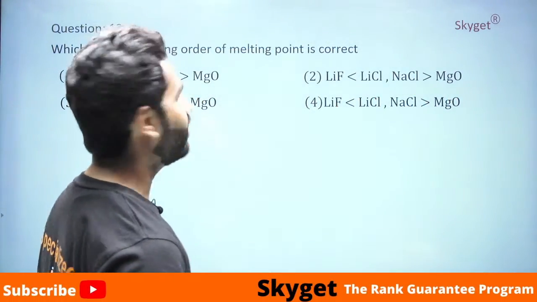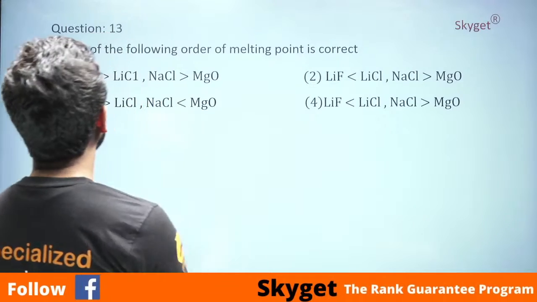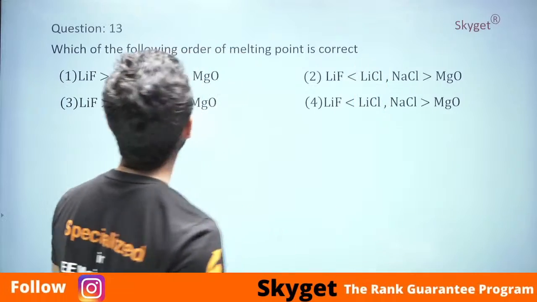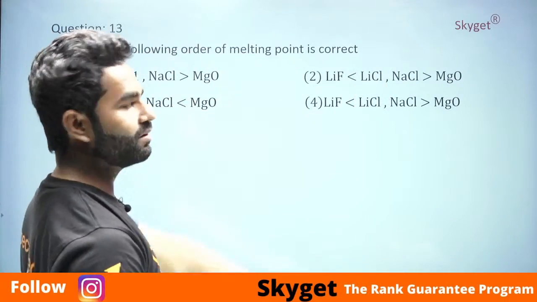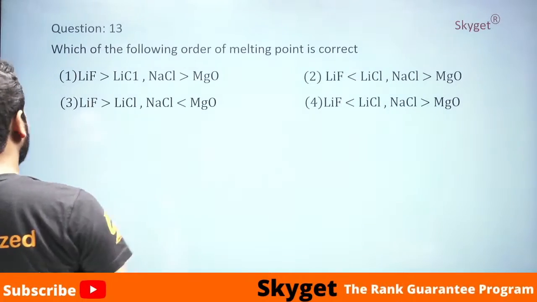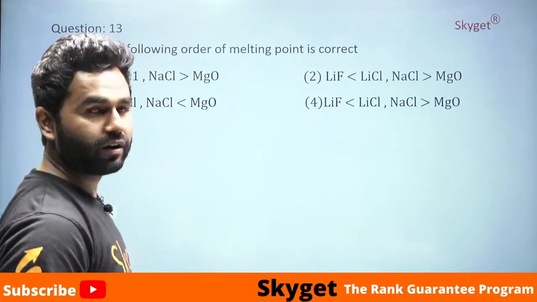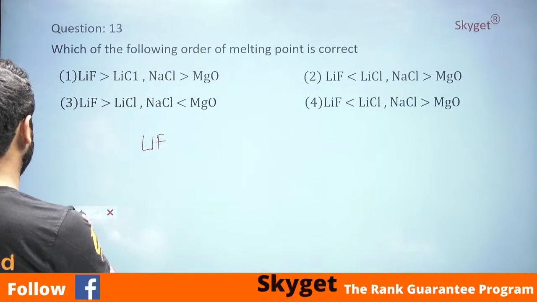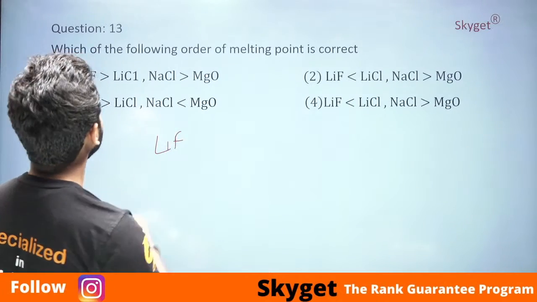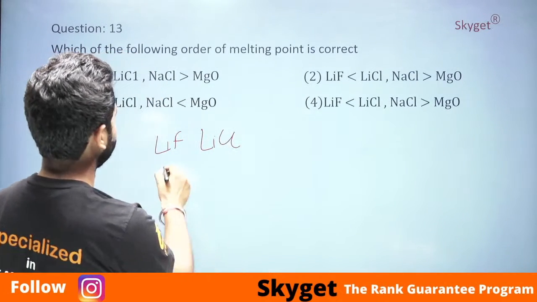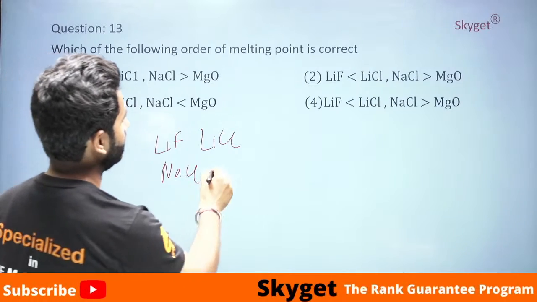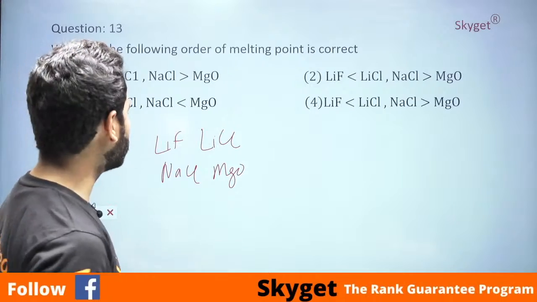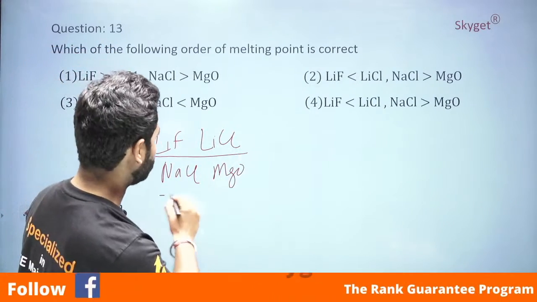Okay, so now let's go to the first question. The question is, which of the following orders of melting point is correct? Now in this question we have 4 compounds: LiF, LiCl, NaCl and MgO. And we have to compare the melting points of these compounds.